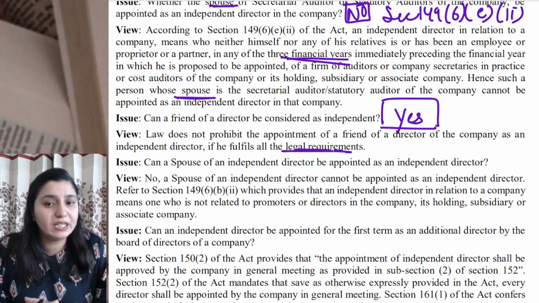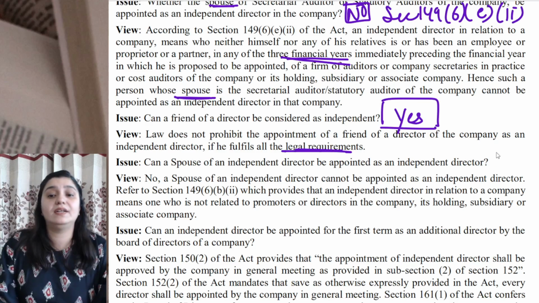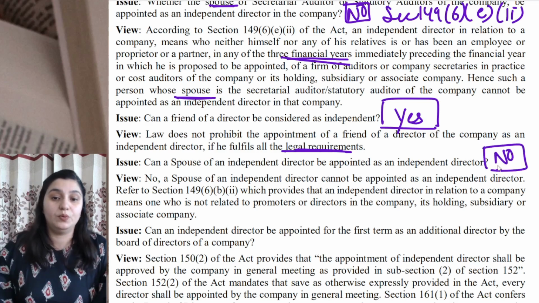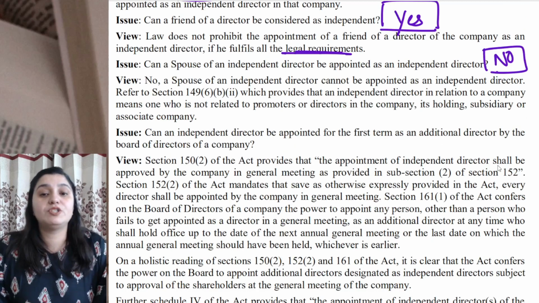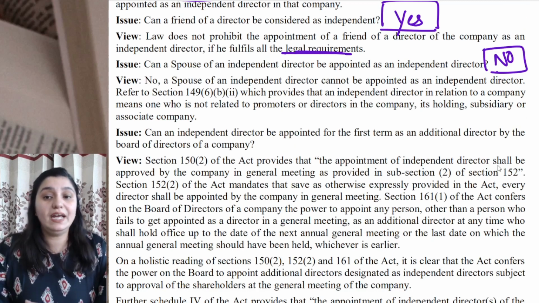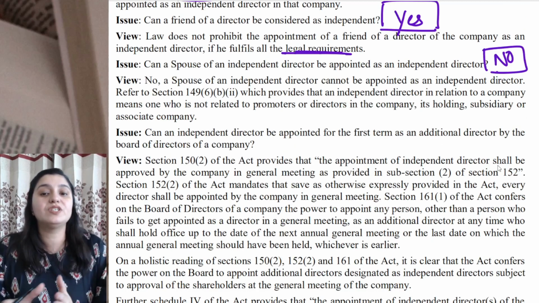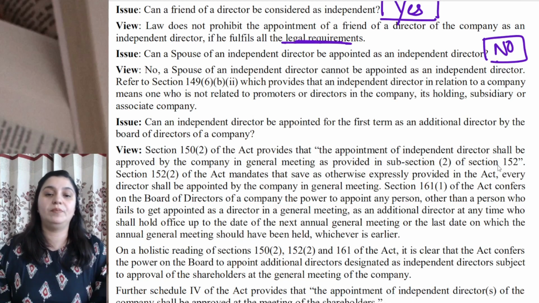Can a spouse of an independent director be appointed as an independent director? No, a spouse cannot be appointed, because the law provides that an independent director in relation to a company means one who is not related to promoters or directors of its holding company. So no, that person cannot be appointed.